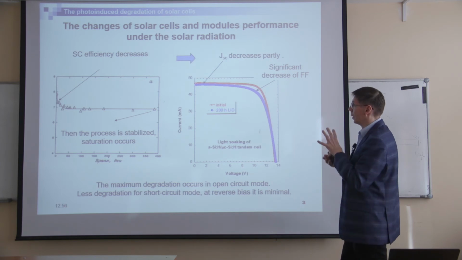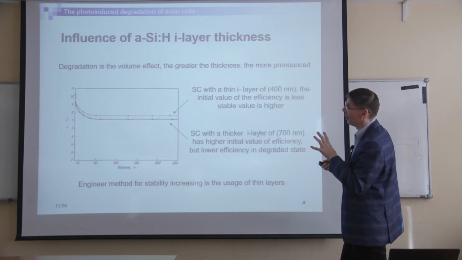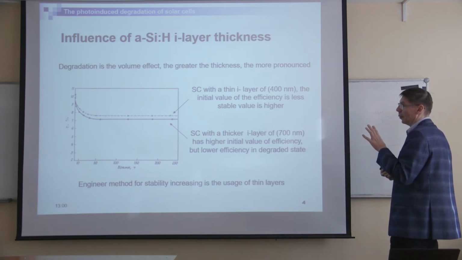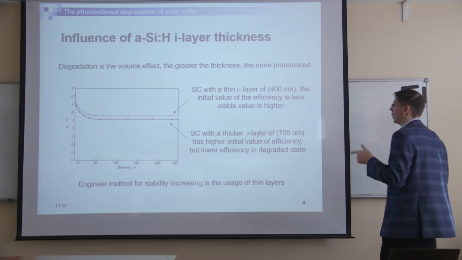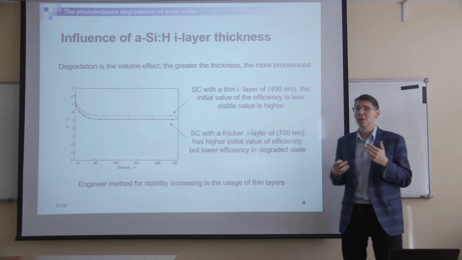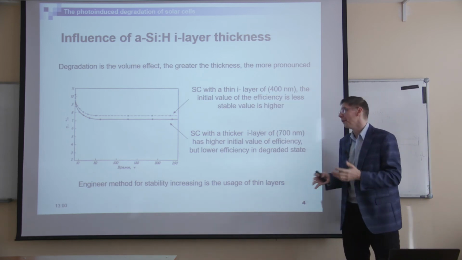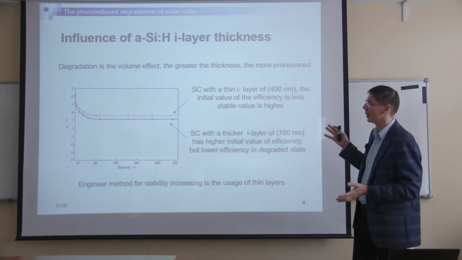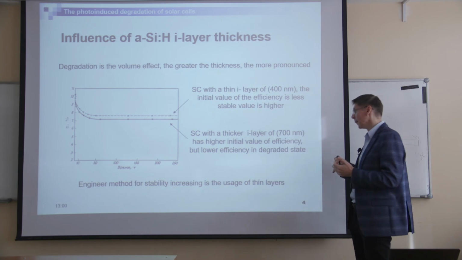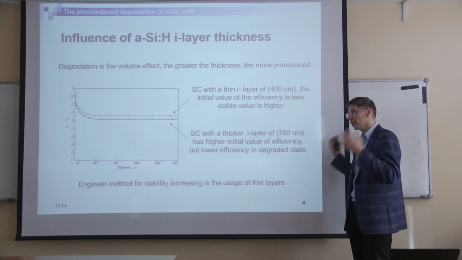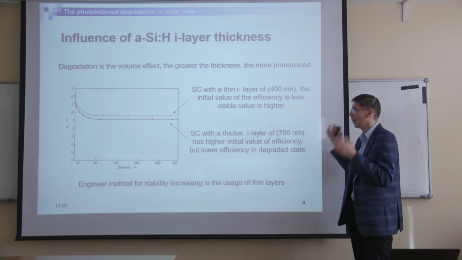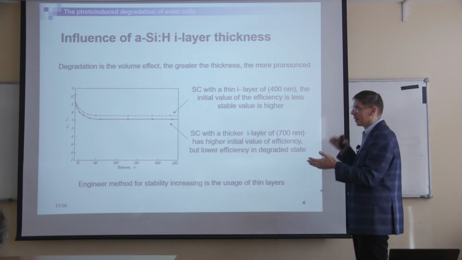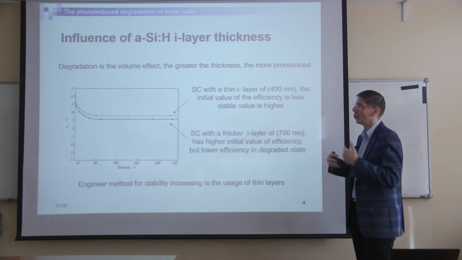So if you have a look at the dependence on thickness, it's also another important thing which has a more or less general rule that you have a higher degradation for the higher thickness. Actually, the same thing for the degradation of some III-V solar cells under high radiation in space conditions. You need thinner solar cells to get lower degradation.